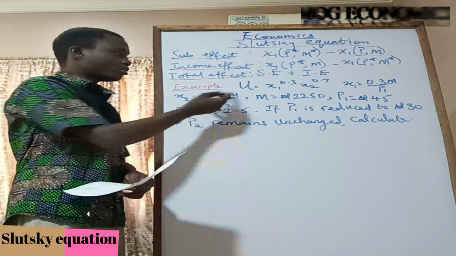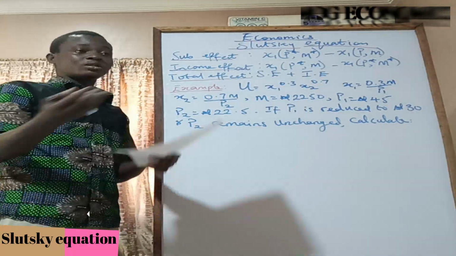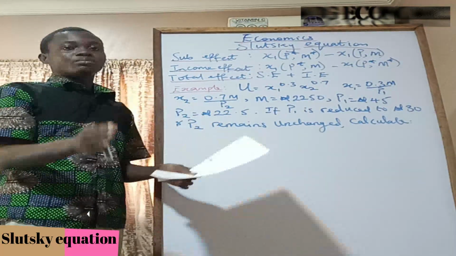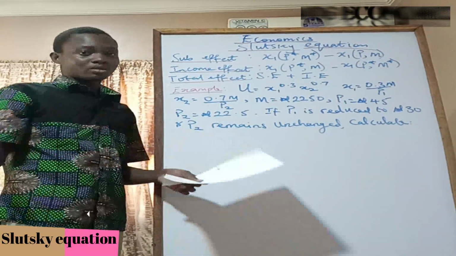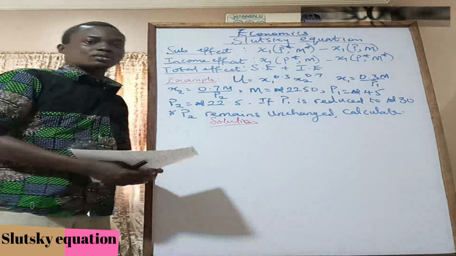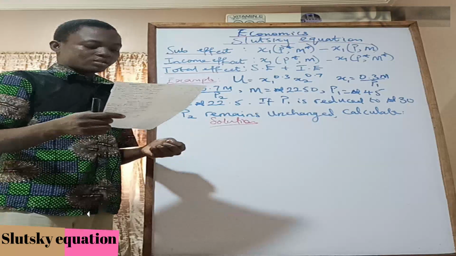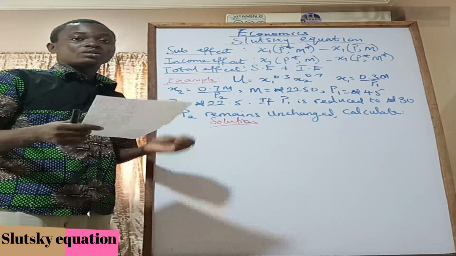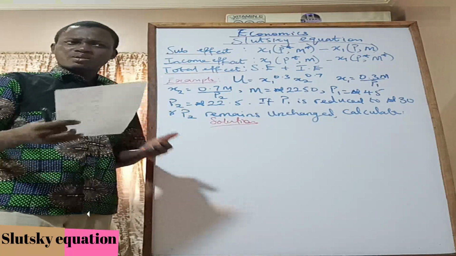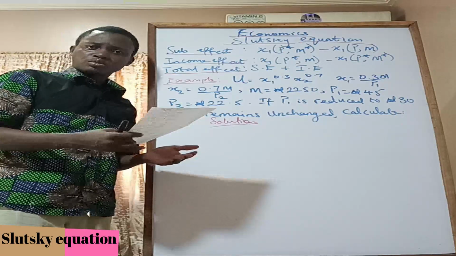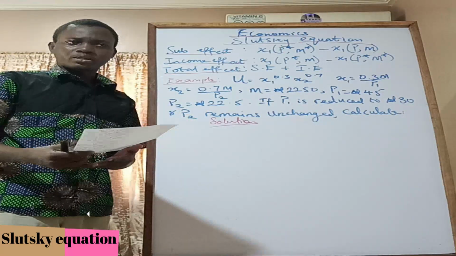Now, what would you know? 0.7 plus 0.3 will give you 1, because income is split between these two goods. So the income has to be exhaustive. Given all of these important variables, the first question says calculate how much money is needed to buy the initial bundle with the new prices. How much money is required to buy the initial bundle with the new prices?